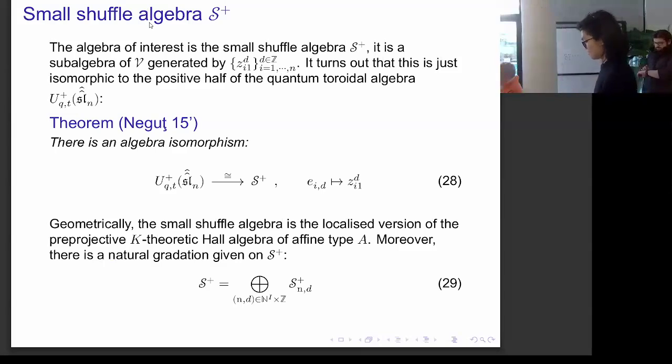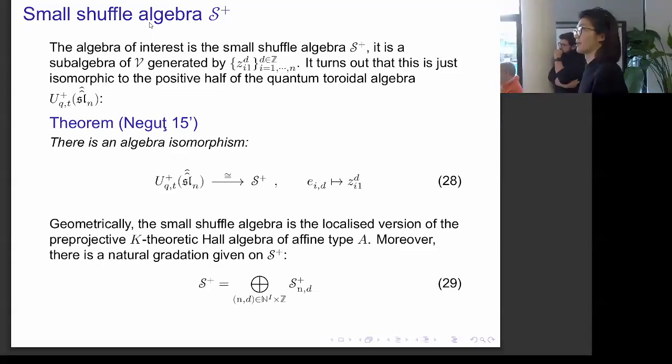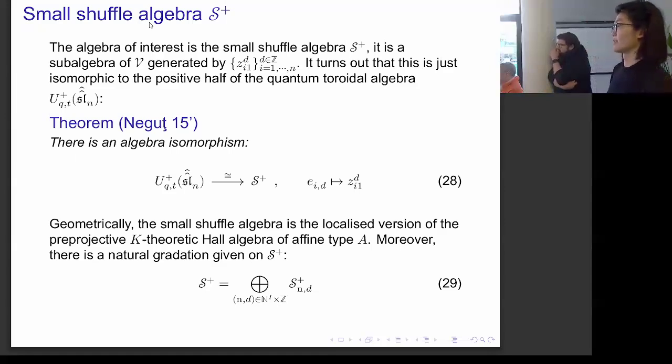So the thing is that the big vector space is not the space that we finally need. The space that we really need is a small subspace, which I shall call the small shuffle algebra. The small shuffle algebra is the subalgebra of V generated by the monomials of arbitrary degree. And it has been proved by Neguț that there is an algebra isomorphism between the positive part of the quantum toroidal algebra and the small shuffle algebra. The map is just that you send each of the generators to the monomials.